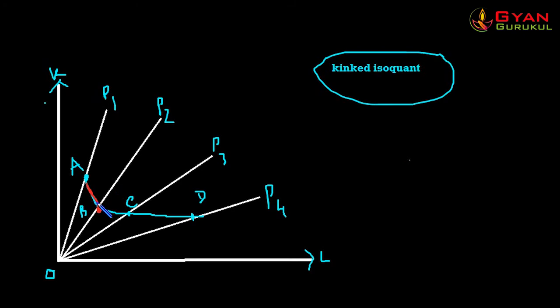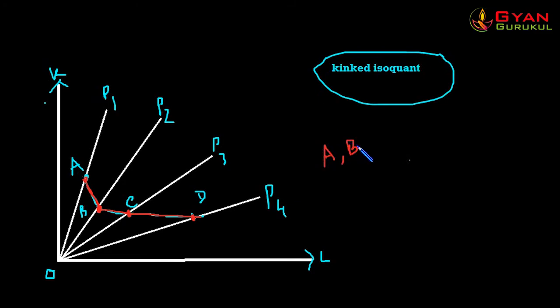Then from B, let's come to point C. In between B and C, here also production is not possible. Only at point C, production is possible. Similarly, from C, let's come to point D. Throughout this range CD, production is not possible. Only at point D, production is possible. That means we got 4 points, that is A, B, C and D.